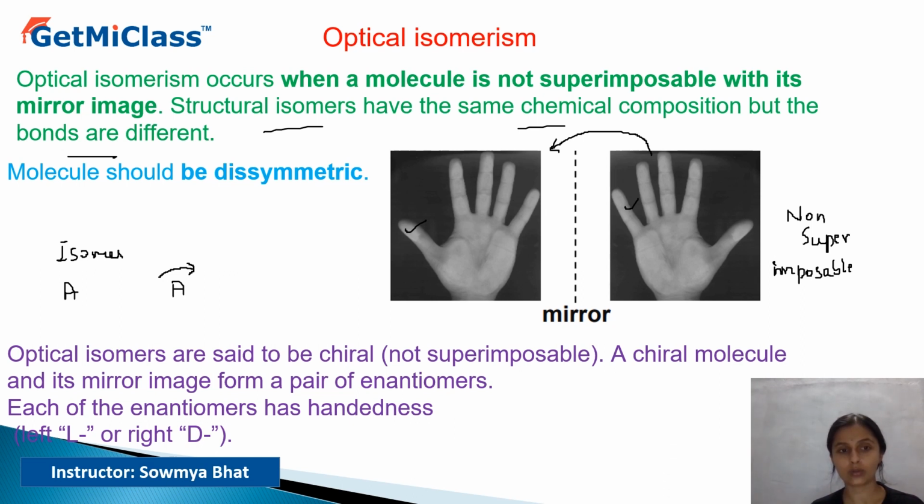If it is going to rotate the plane polarized light to the right, then it is called dextrorotatory, and if it is going to turn the plane polarized light to the left, then it's called levorotatory. So optical isomers are said to be chiral. That's not superimposable. A chiral molecule and its mirror image form a pair of enantiomers. That's L and D forms. So the condition for the substance or the complex to show optical isomerism is that it should be dissymmetric. There shouldn't be any element of symmetry like a plane of symmetry or a center of symmetry.